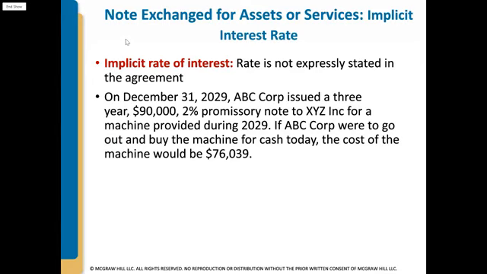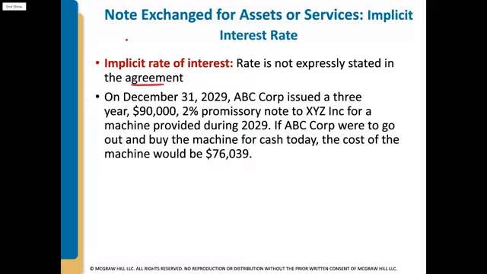So we just went through what was called an imputed interest rate. There's also sometimes what's called an implicit rate of interest, and that is when the rate is not expressly stated in the agreement, but based on the information that's given, you can back into the rate that was computed. So here's an example, the same set of facts, but you're given different information.